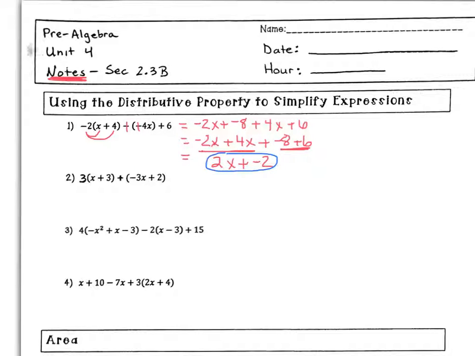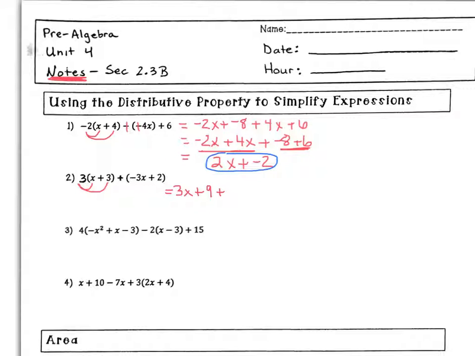Alright, let's look at number 2. Hopefully you notice right here that you need to distribute the 3. So we're going to go 3 times x, and then 3 times 3. And let's write our answer, I guess right here. So again, -3 times x, then, positive 3 times x, then 3 times 3. So 3 times x is 3x. 3 times 3 is 9.